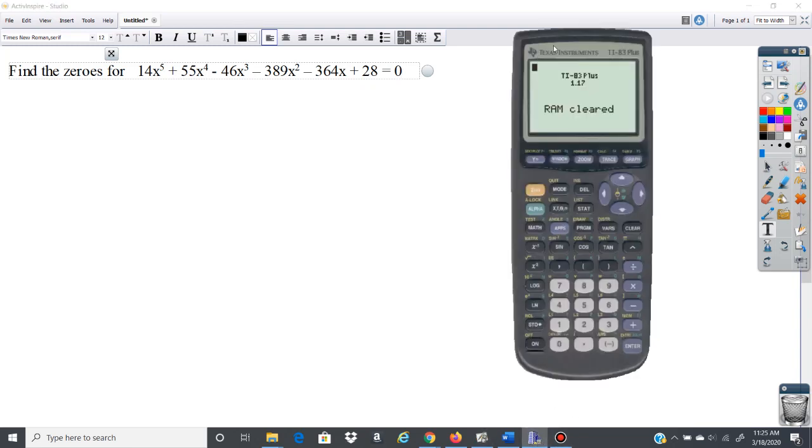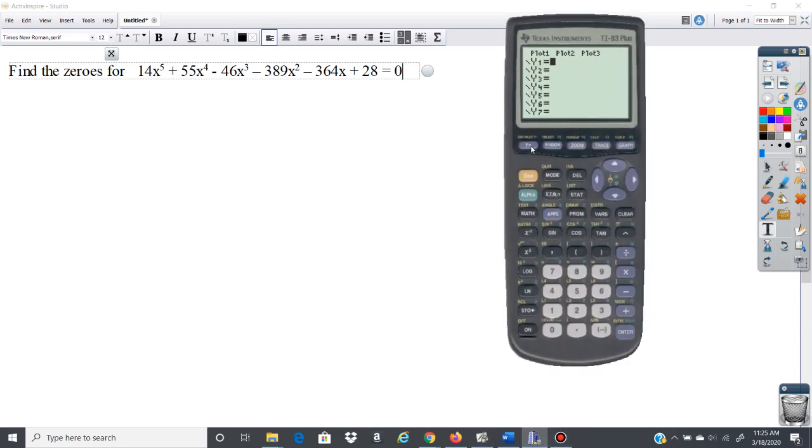So I'm going to come here to my calculator. I'm going to hit y equals, and I'm going to go ahead and enter this. So 14x, then this little caret button for my exponent, to the fifth, plus 55x to the fourth, minus 46x cubed, minus 389x squared, minus 364x, plus 28. And let's just make sure we put that in correctly.